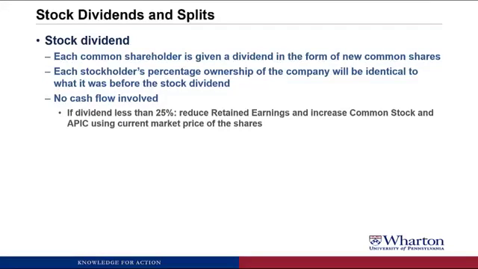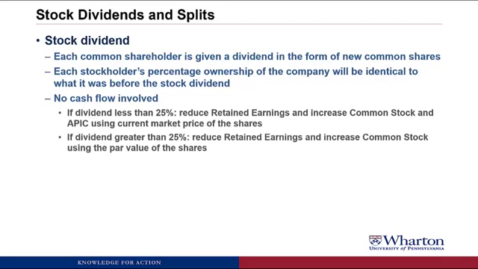Now, there are two ways to account for this, and it depends on how big the dividend is. If the dividend is less than 25%, and this is approximate, you reduce retained earnings, just like you do for a cash dividend, but instead of creating a dividends payable, you increase common stock and you increase APIC using the current market price. So it's like you're issuing new shares as part of this dividend.